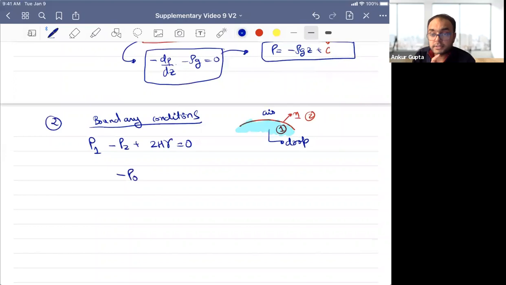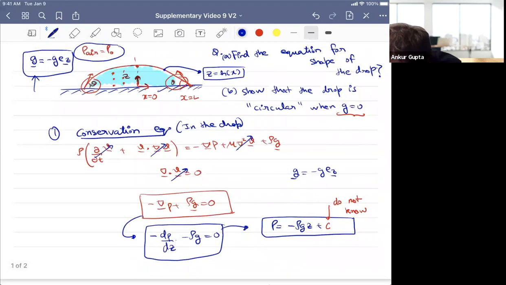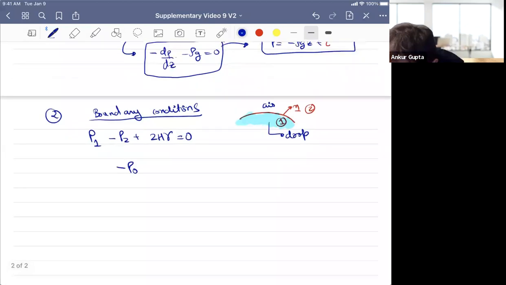The pressure in the first phase, which is P1 here, depends on Z, right? And Z is equal to H of X, which is basically what we want to find. H of X is something we do not know. So P is minus rho G Z, where Z is H of X, plus C, minus P naught plus 2H gamma is 0.